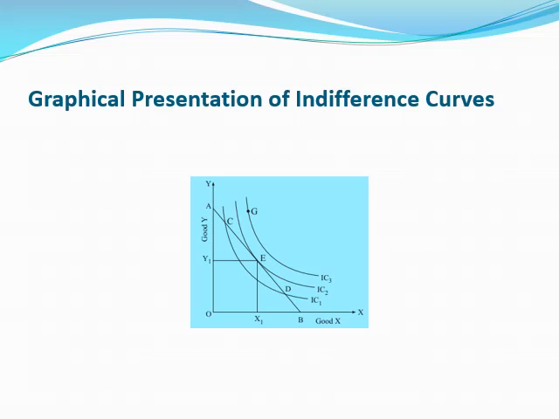Graphical presentation of indifference curves. This graph contains three indifference curves. Here we just would like to stress the nature of these curves. The intersection between IC2, Y1 and X1 is the point of equilibrium of a consumer.